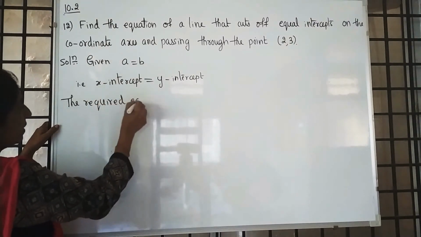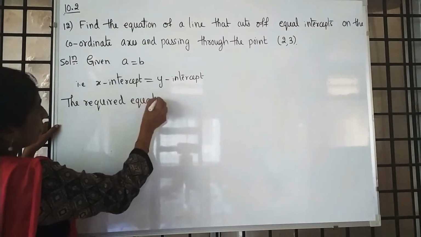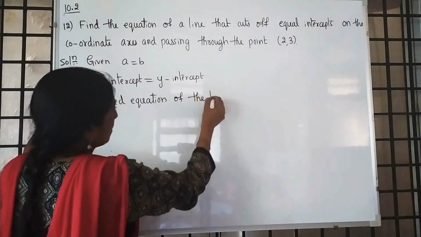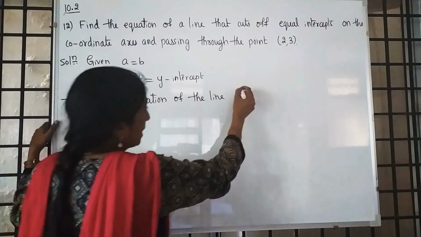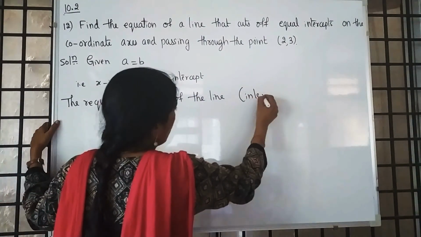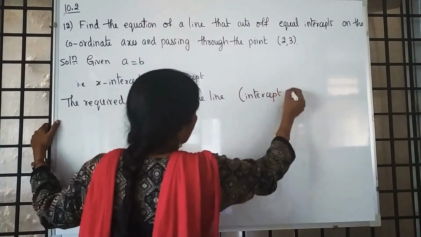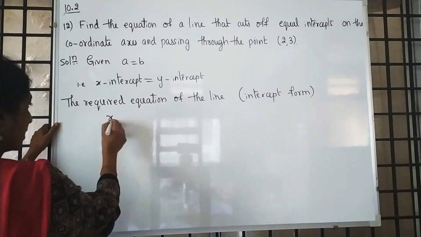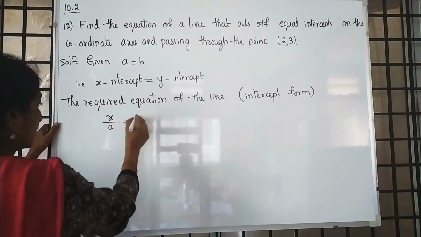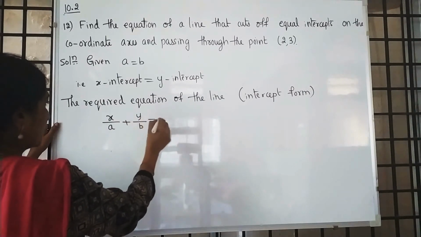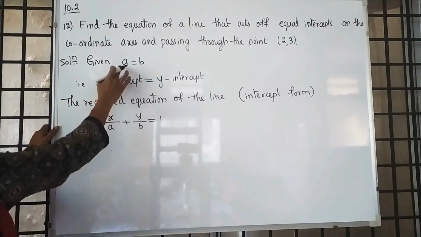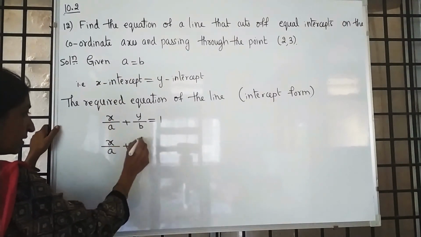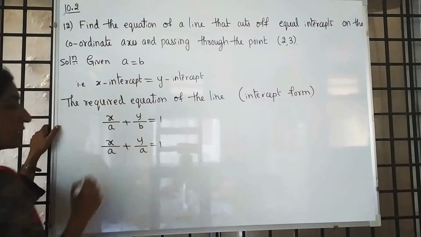The required equation of the line. See what we have to write? Intercept form we have to write, because intercepts are given. Intercept form is x upon a plus y upon b is equal to 1. But what is given? A is equal to b. That's why the given problem is written like this.